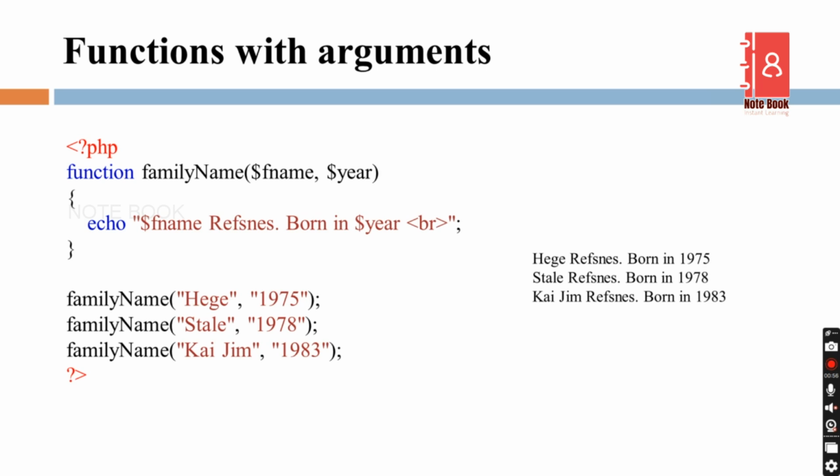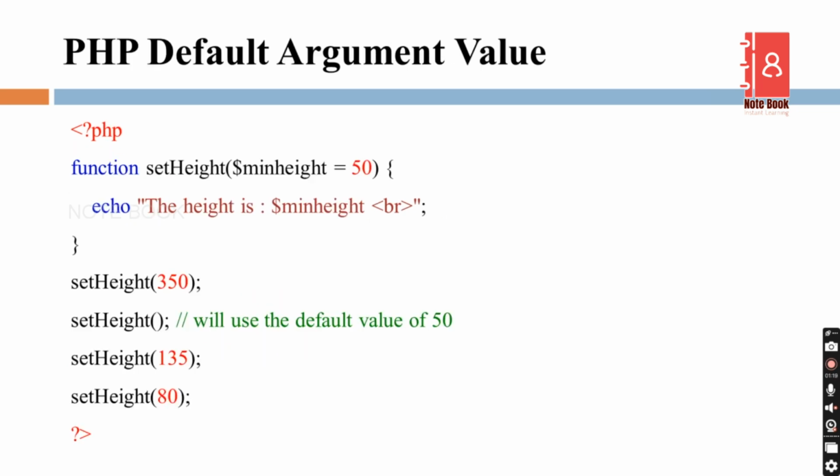Functions with arguments. Function familyName. Here familyName is the function, and the family names are Hij 1975, Stale 1978, Kjim 1983. So Hij was born in 1975, Stale was born in 1978, and Kjim was born in 1983. This is what is called functions with arguments.